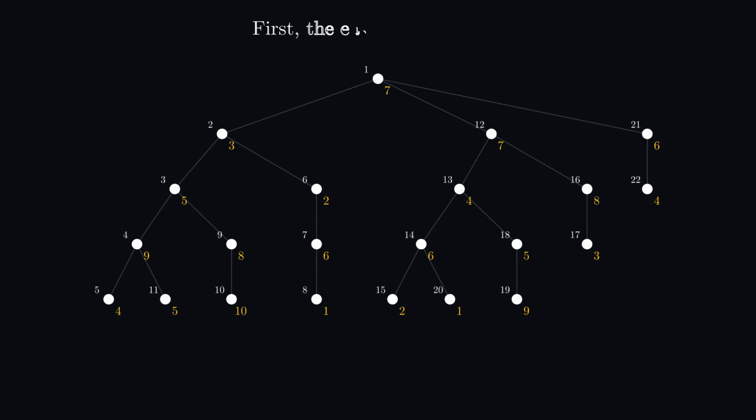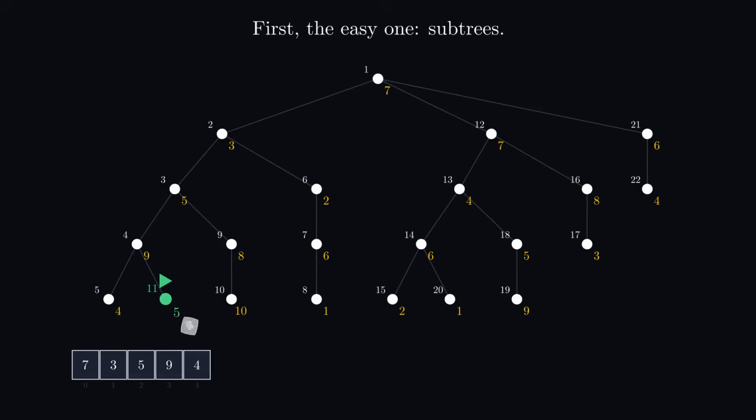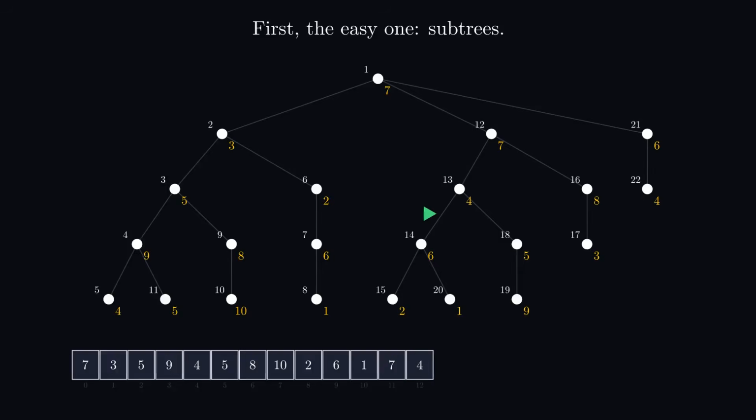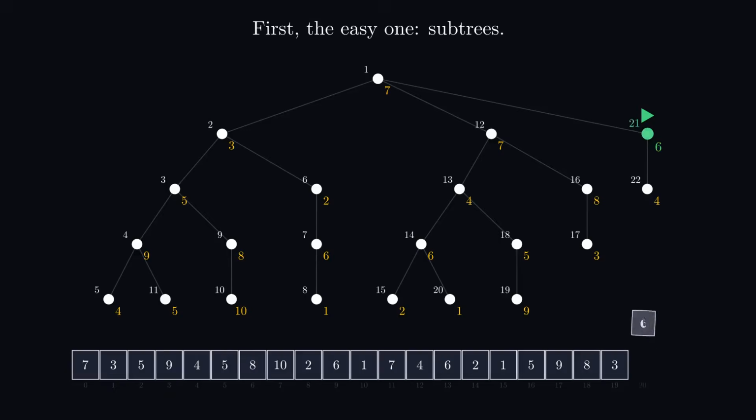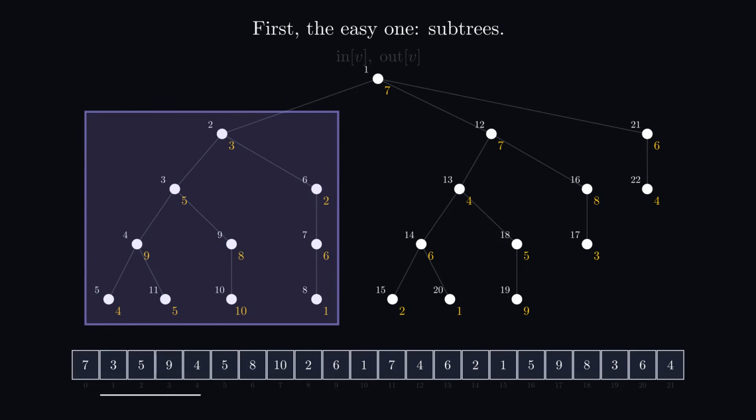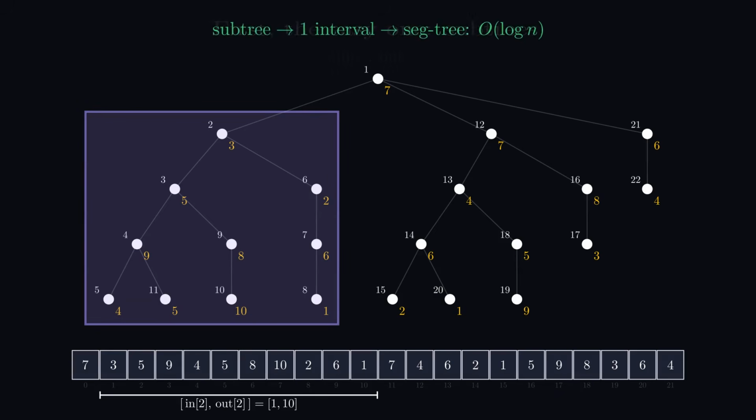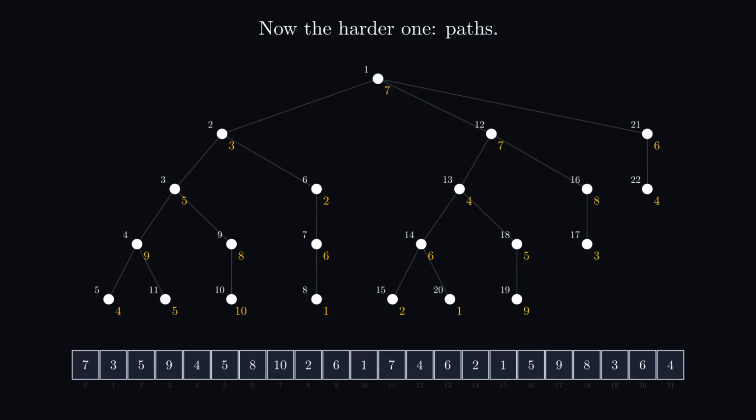Now what? Run a depth-first search and write each node down the moment you enter it. The result is a row of 22 nodes. Look at any subtree. Say the one rooted at 2. Because the DFS doesn't leave 2 until it's finished every descendant, all 10 of those descendants land next to each other. Every subtree is a contiguous block, so a subtree query is just a range query, log n on a segment tree.